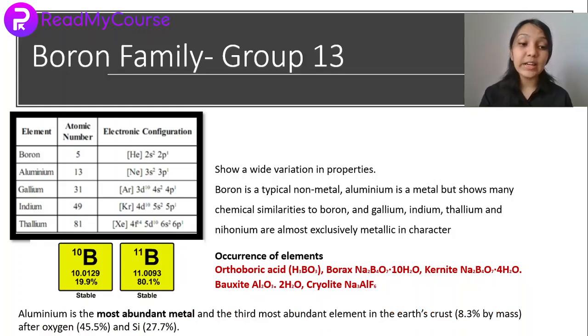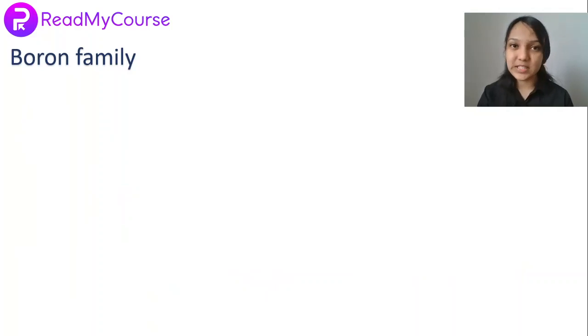Aluminium is the most abundant metal, and it's the third most abundant element in the earth's crust, which comes after oxygen and silicon. So this is about the basics of the boron family.